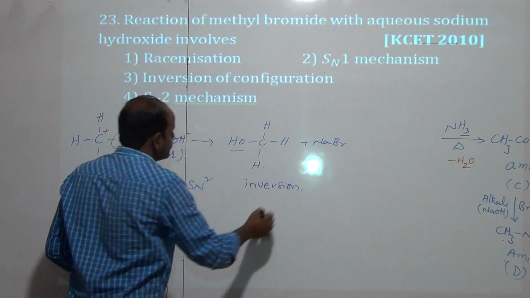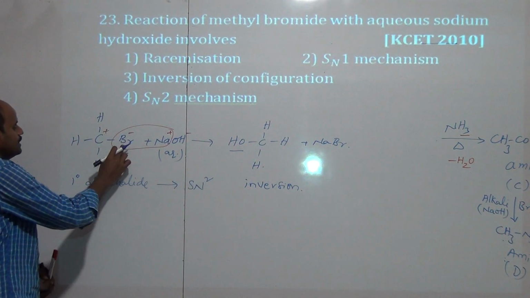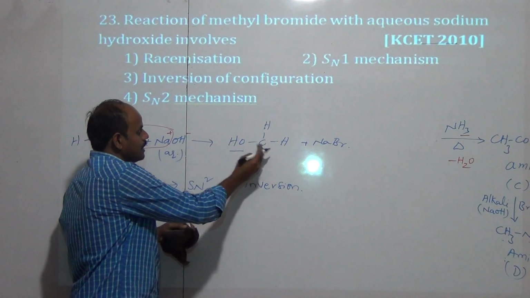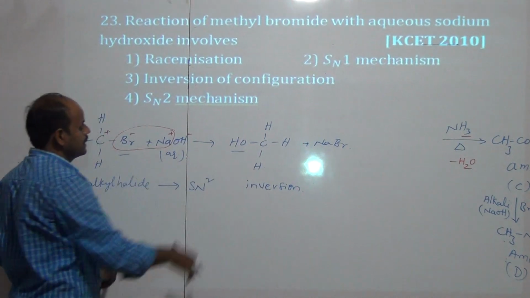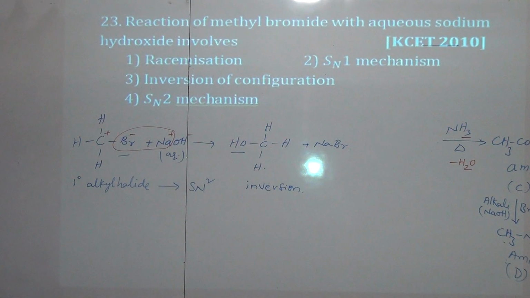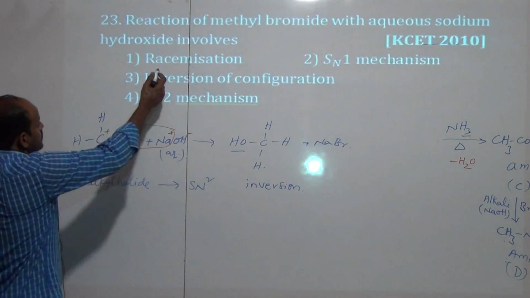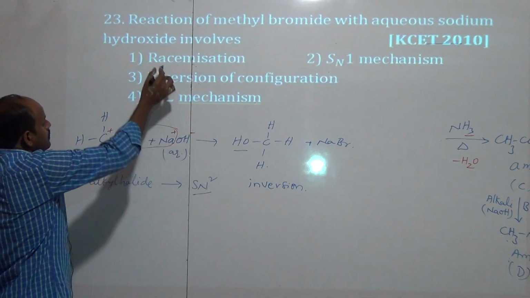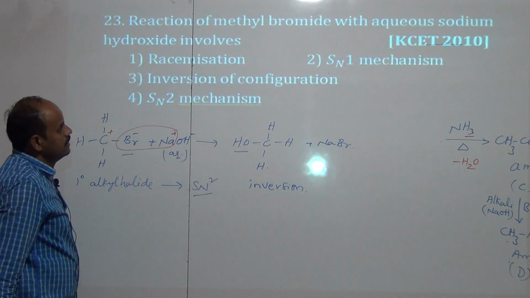The configuration is inversion, because Br is present on the right side of the carbon, but in the product OH is present on the left side of the carbon. Thus we get a product with inversion of configuration. What have they given here? Racemization. Is it possible? No. In SN2 there is no possibility of forming racemization.